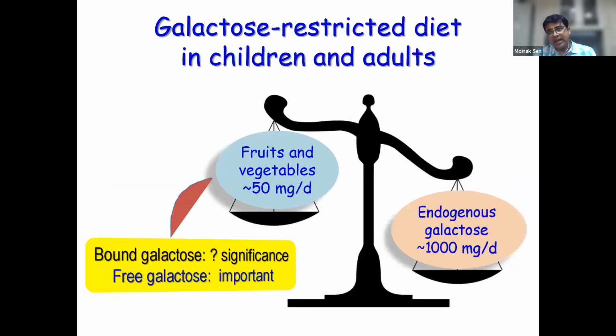So is there any role of galactose restricted diet in children and adults in galactosemia? You can always argue and say that fruits and vegetables contain so much of galactose, why give them at all? So there are studies that have shown that the amount of galactose that is there in fruits and vegetables is hardly 50 milligrams per day to consume, vis-a-vis the endogenous galactose, which is approximately 1000 milligrams being produced on a daily basis.